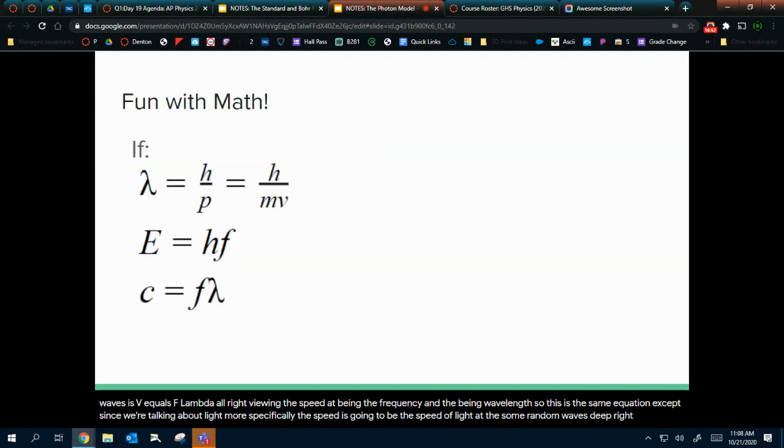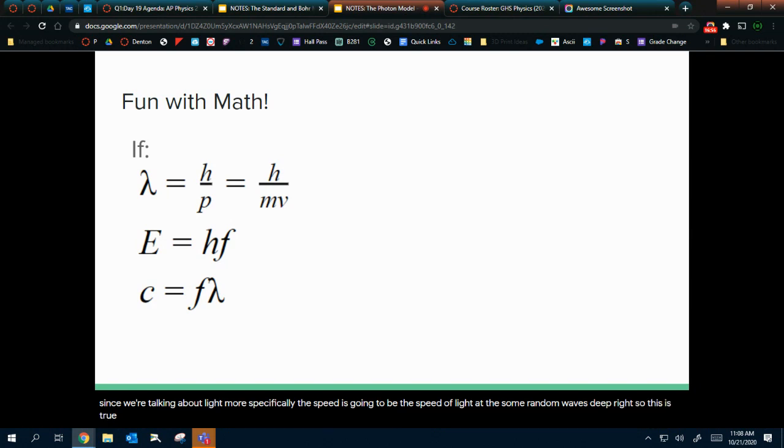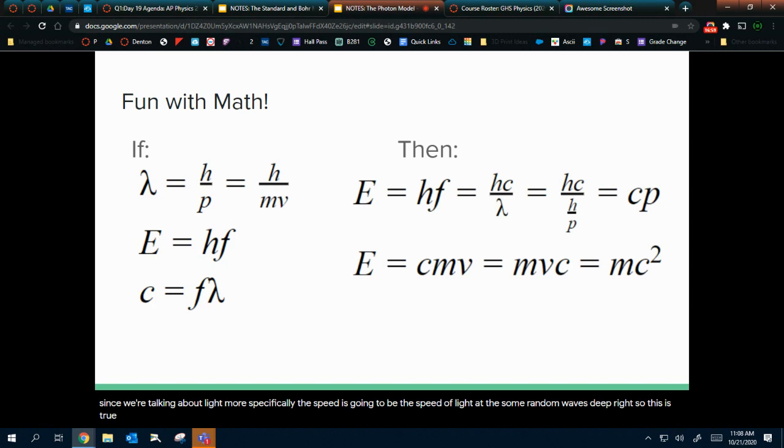All right, fun with math. So if this is true, these equations I just gave you, then I'm just making some substitutions here. You don't really need this, but this is going someplace. So E equals HF, right? That's what I gave you.